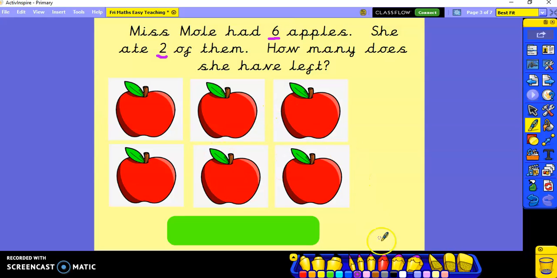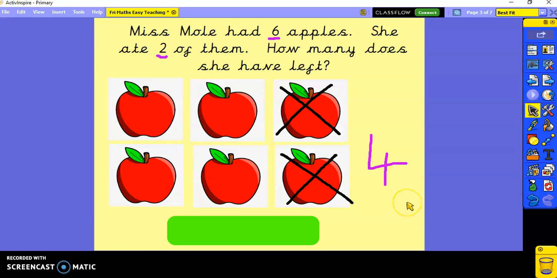So here are my 6 apples, and think about what we talked about earlier on in the week with take away, how we can cross out the ones that have been taken away. So this is 1 apple that Miss Mole ate. Maybe I ate it in the morning at snack time. And here's my 2nd apple that I ate. Maybe it was at lunchtime. So I had 6, and now I've crossed out the 2 that I'm taking away. How many do I have left? I can see that I've got 1, 2, 3, 4. So my answer is 4.